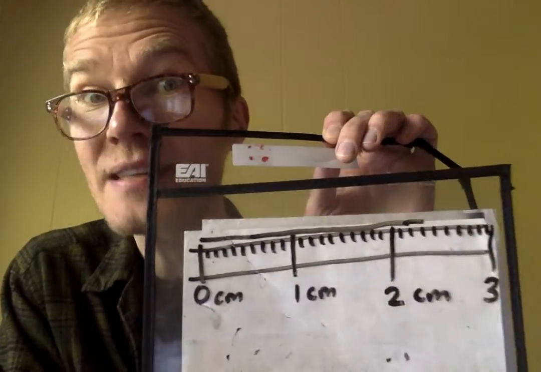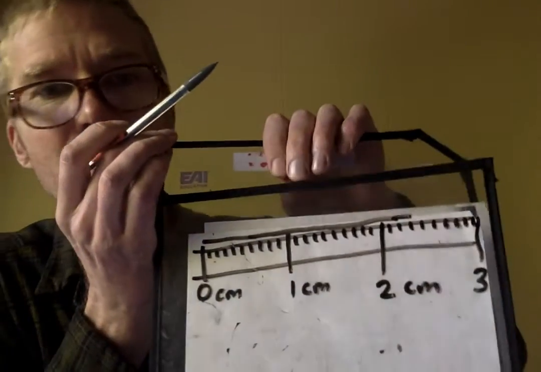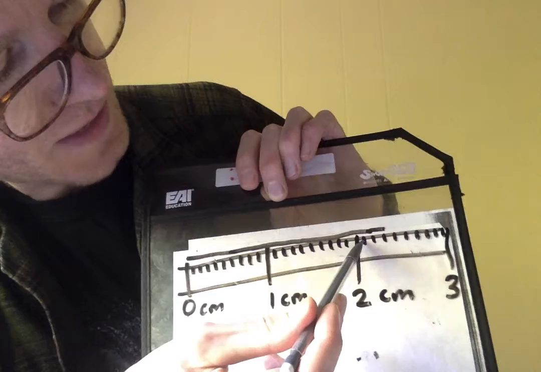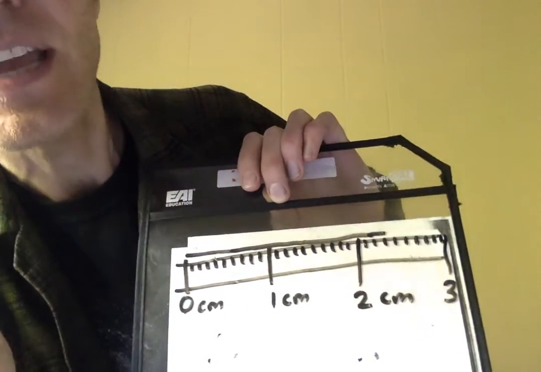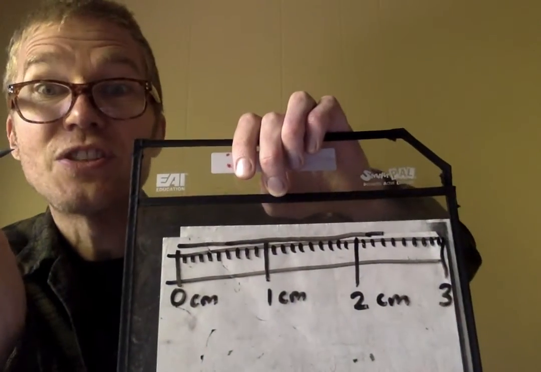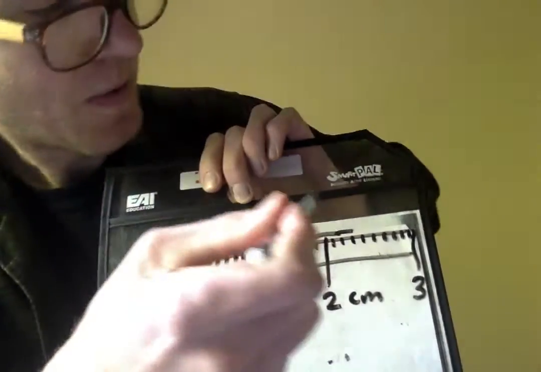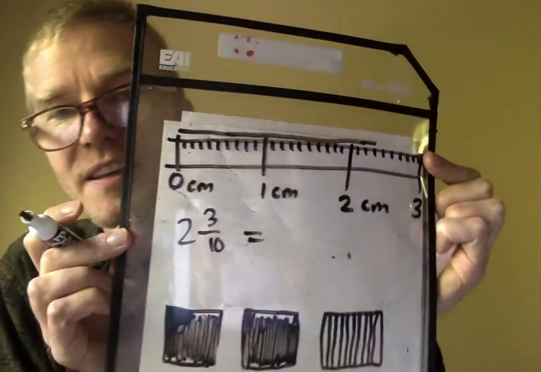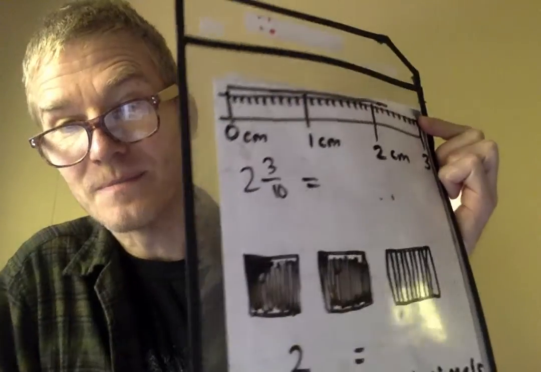So we need to count how many tenths there are after the 2. Let's count them up. It goes to the 2, then goes 1/10, 2/10, 3/10. So it's 2 and 3/10. I just counted them up. 1, 2, 3. 2 and 3/10 is what as a decimal?